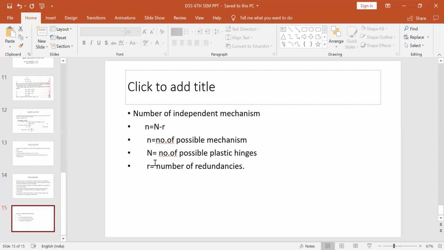First, suppose there is a structure, say a portal frame, or let us consider for an example any fixed beam. Plastic hinges will be formed at the fixed end. A plastic hinge is formed under the load. A plastic hinge will be formed if there is a change in geometry, a change in curvature, a change in shape.